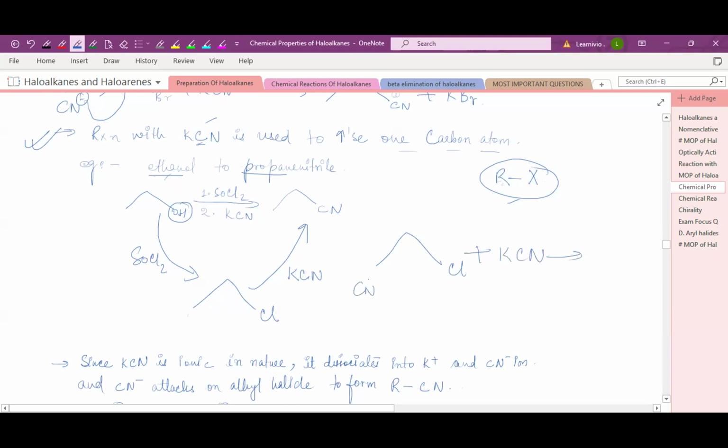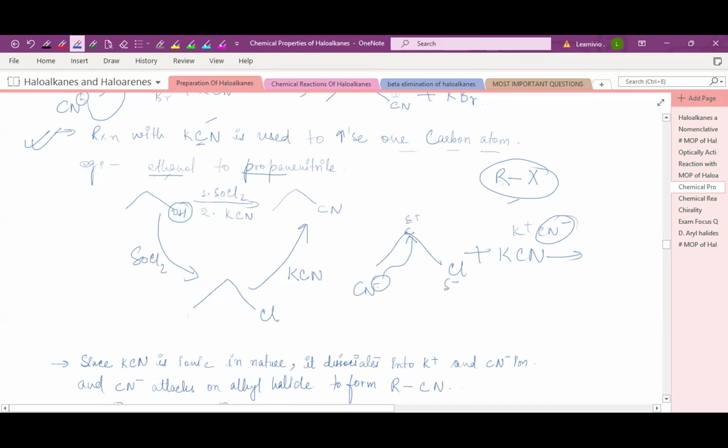Cyanide is the nucleophile. So CN minus K plus, this will dissociate to form K plus and CN minus. So CN minus is a nucleophile. So it will attack this carbon. Okay, because between this carbon and chlorine, chlorine is electronegative. So this will have partial negative charge and this will have partial positive charge.